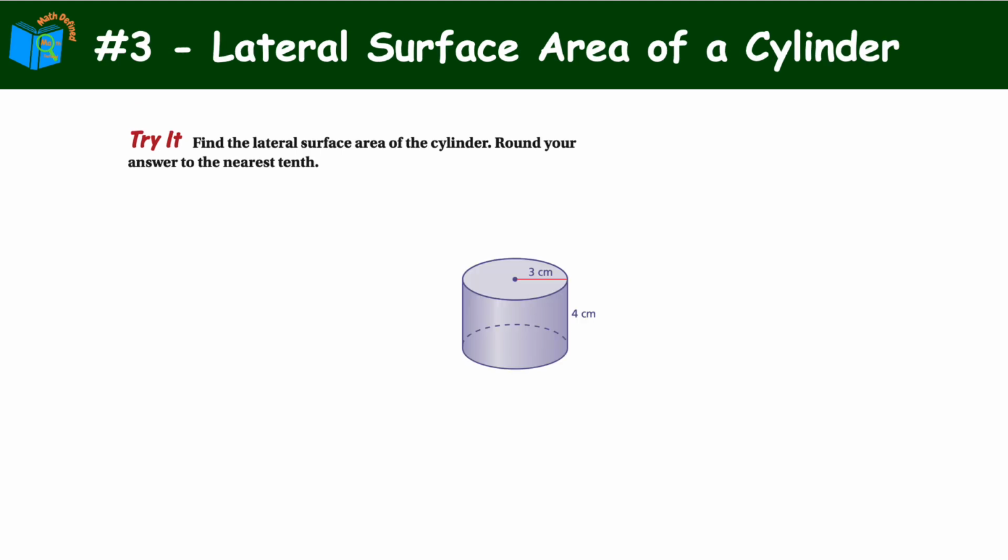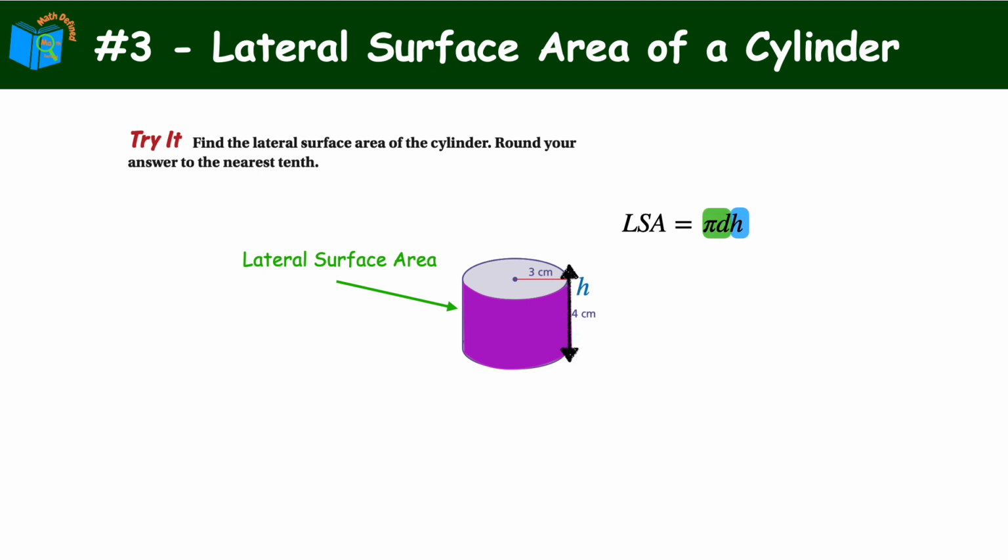Let's change it up a bit. What if we only wanted to wrap the curved part of the cylinder, not the top or bottom? That's called lateral surface area. To find lateral surface area, we multiply pi times the diameter of the circular base times the height of the cylinder. The radius is 3 centimeters, so the diameter is twice that, or 6 centimeters, and the height of the cylinder is 4 centimeters. Now we multiply 6 and 4 to get 24 pi.